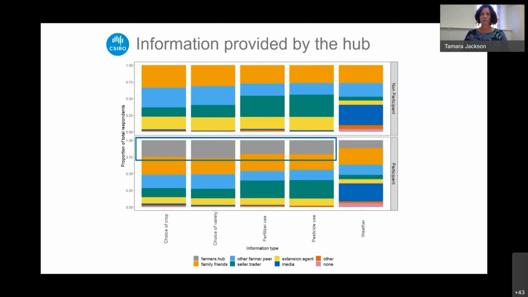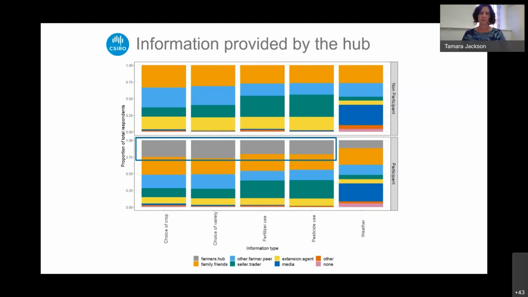On the bottom graph, you can see that the grey bars represent the information that was delivered through the hubs. And I focused just on the common information that was provided by the hubs. So that's the information on the choice of crop type, the choice of crop variety, fertiliser use practices, and pesticide use practices. I included weather in this graph, just as an example, as the only information type where mass media played a significant role, which is the dark blue box. So that's things like newspaper and television.